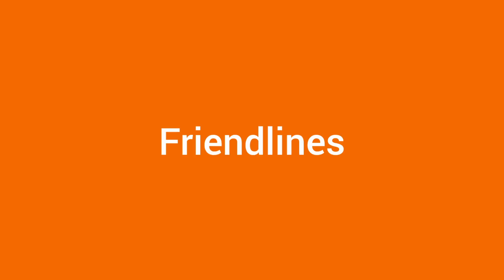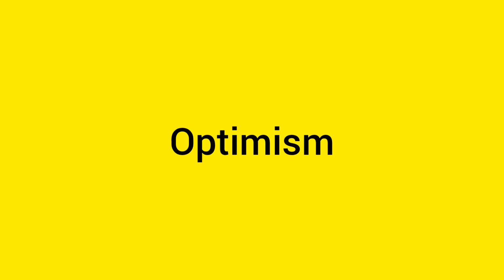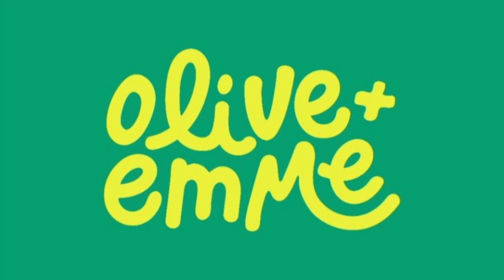We have the orange, and it usually stands for friendliness, creativity, enthusiasm, and it's usually used for kids products and casual brands. We have the yellow, and it stands for optimism, clarity, and warmth, and it is usually used for warnings, promotions, and playful brands.